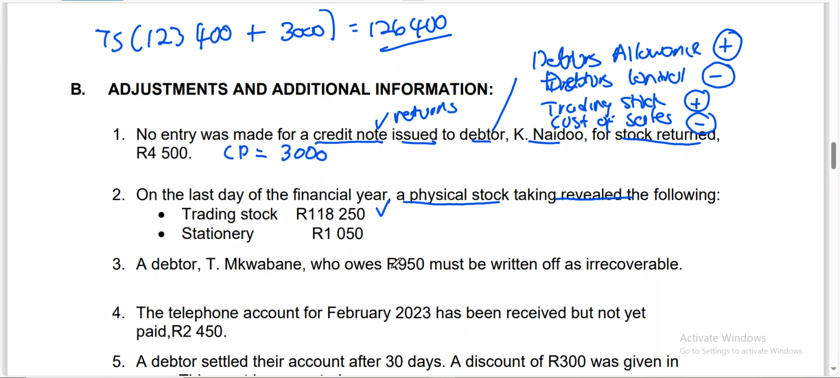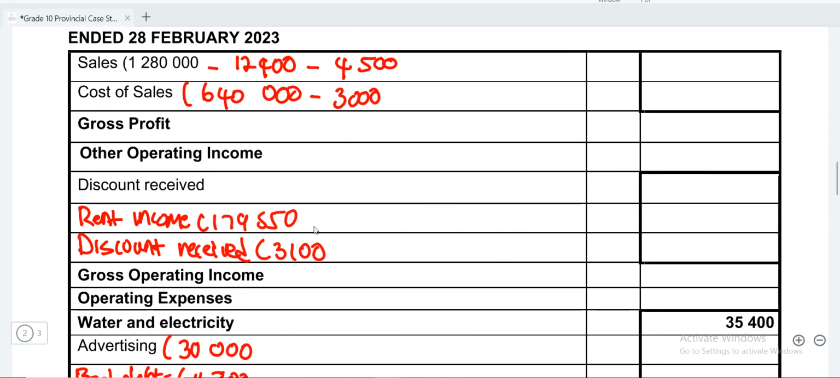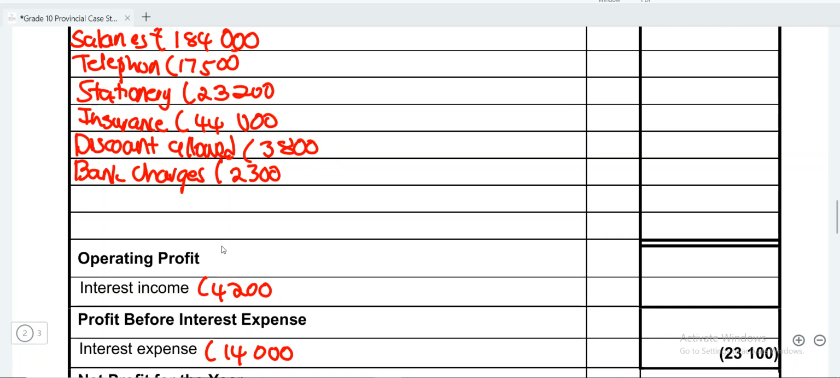So when you show your workings for that shortage, you are going to do it like this. You are going to say trading stock deficit. Remember, deficit means shortage, and then you open brackets, 123,400 plus the 3,000 of the stock that is brought back, and then you minus 118,250. I think it's, let me just check.